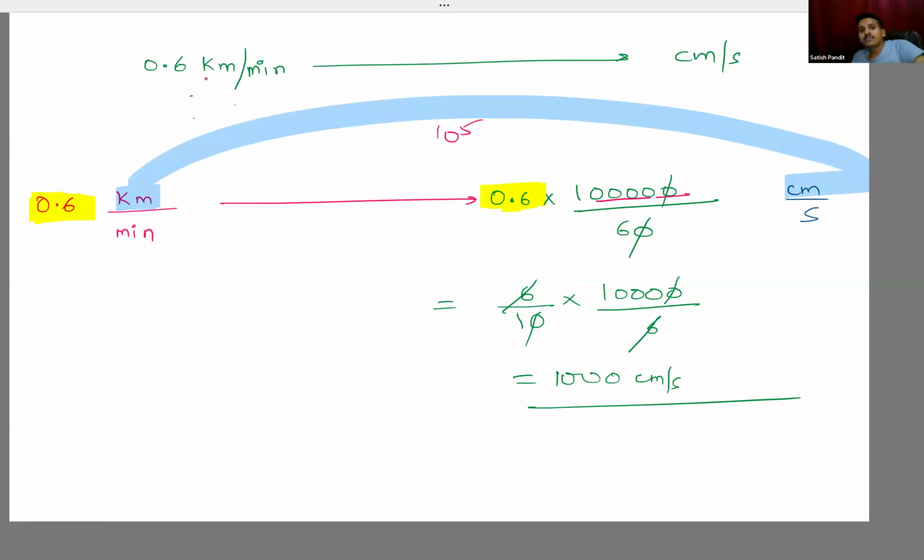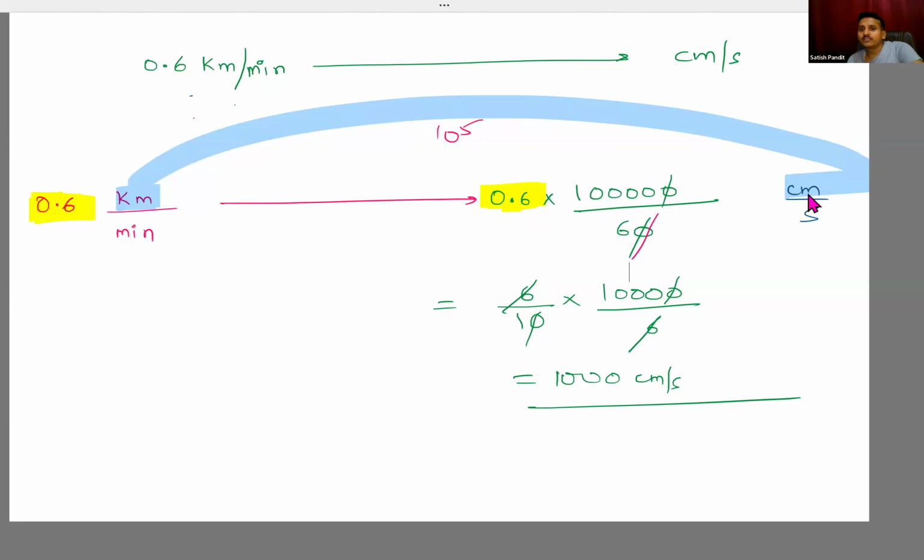Clear? Minute, if you convert minute to seconds, it is 60. 1 minute is 60 seconds. So I write 60 here, and then it's simple simplification. 1 zero gets cancelled. 0.6 means 6 by 10 only, right? So I wrote 6 by 10, and because 1 zero got cancelled, I wrote this by 6. Now 6 got cancelled and 1 zero here got cancelled, so we are left with 1000. So the answer is 1000 centimeter per second.